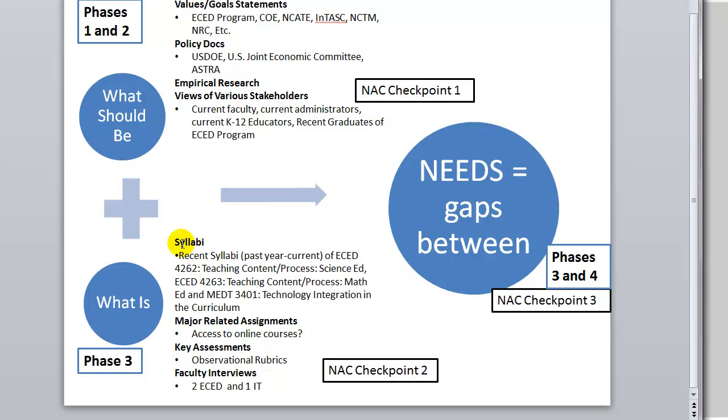So in terms of what is, I'm currently collecting syllabi. I've targeted 2 classes that I'm going to look at in the early childhood program. One's called Teaching Content and Process in Science Education, and the other one's Teaching Content and Process in Math. I'm also going to look at the class that I teach, and I'm going to look at all of these classes to answer that question: what are we teaching these candidates that they should know and be able to do in relation to technology integration in math and science? So I'm focusing on these.